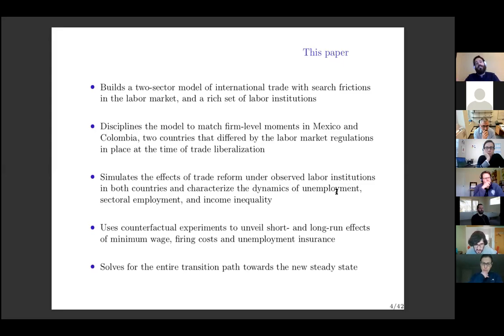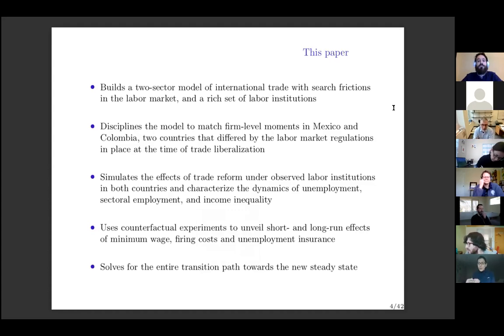And the third reason is that the evolution of many outcomes in the labor market between the two countries was quite different. In particular, Colombia witnessed an increase in unemployment following the trade liberalization, an increase in income inequality, and in job turnover in the industrial sector, something that Mexico did not experience, or at least not at the same level as Colombia. Now, may I interrupt you, please? Of course.